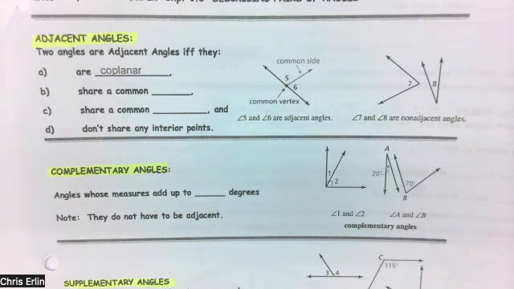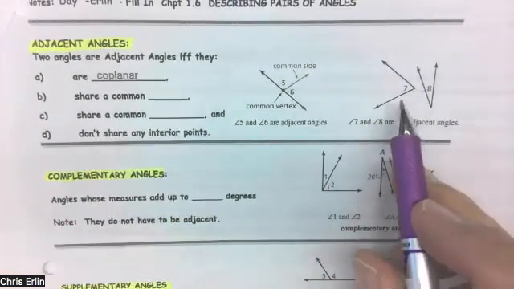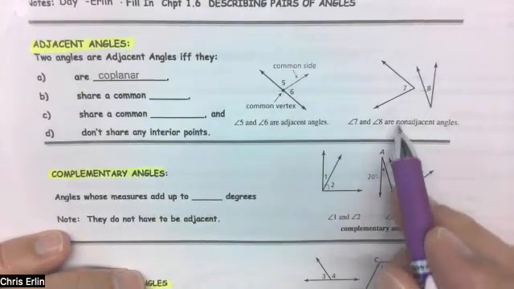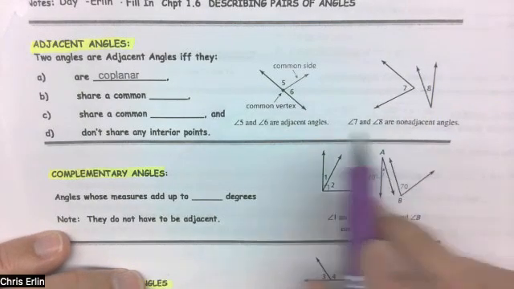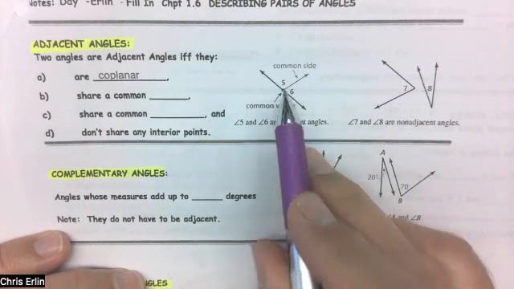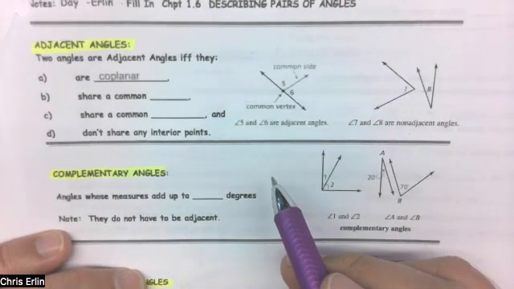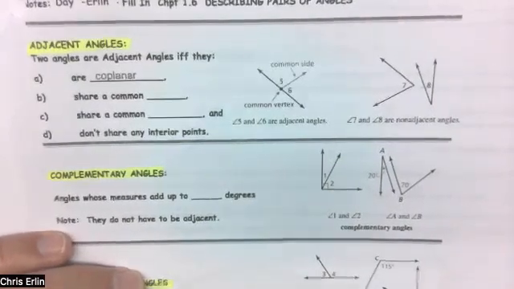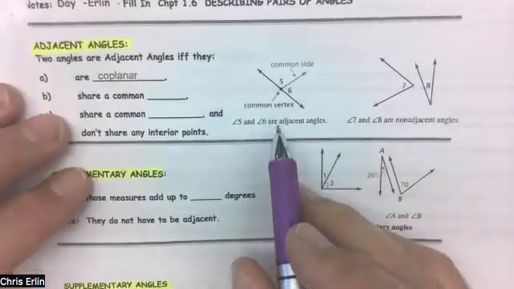Adjacent means right next to. These two angles are kind of close to each other, but they're not adjacent. These two are adjacent. So it means touching each other in a particularly specific way.